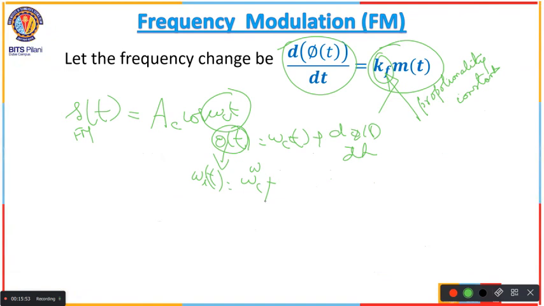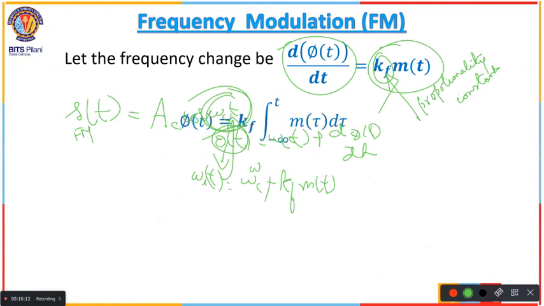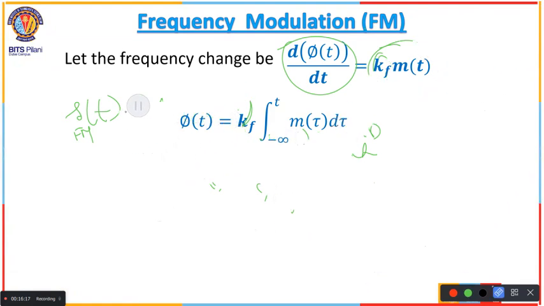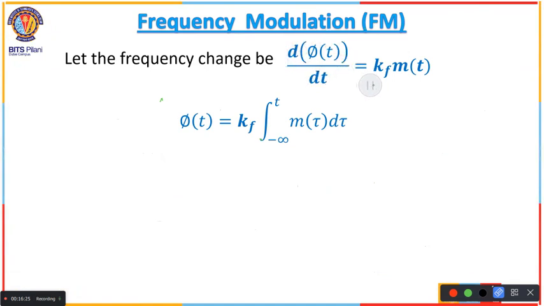What is d phi of t by dt? It is proportional to the message signal, that is kf into m of t. So just substitute it here: the entire frequency is equal to omega c plus kf into m of t. Fine. So when d phi of t by dt is equal to kf into m of t, what is phi of t? Tell me.